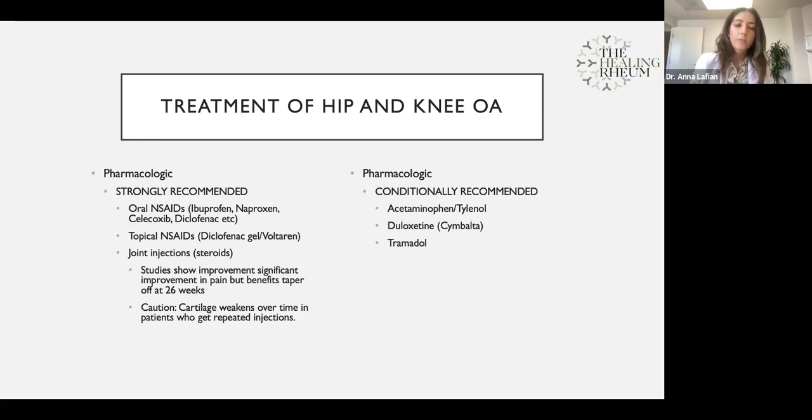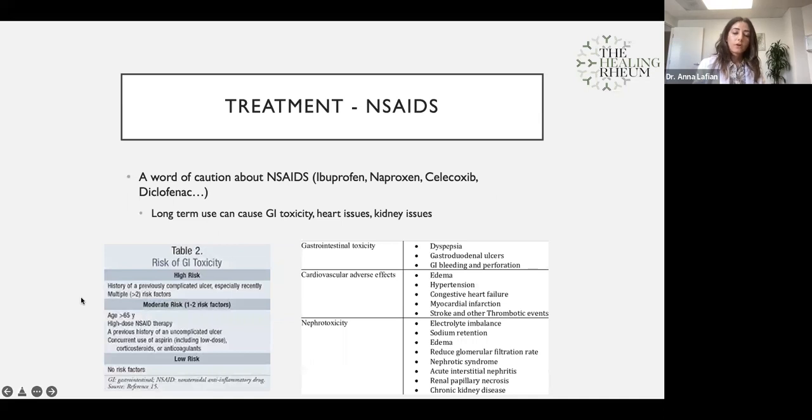If they have, for example, ulcers, gastric ulcers, or they have a history of gastric bleeding, or they have a history of kidney disease. So that medication, the duloxetine, might be helpful in patients like that who have a lot of pain because of osteoarthritis.